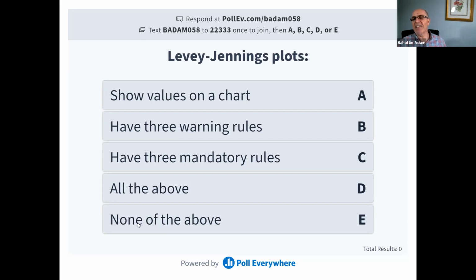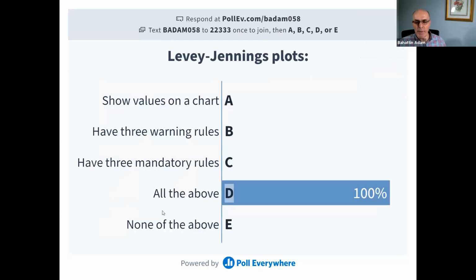Hi, Saria, Trinity, Isaiah. Levey-Jennings plots, Levey-Jennings chart. We are using this in our daily clinical lab work. Let's see, okay. All of the above is the correct answer, good.